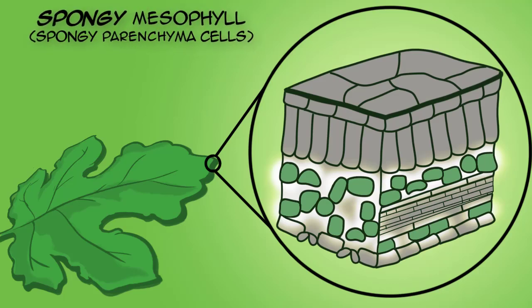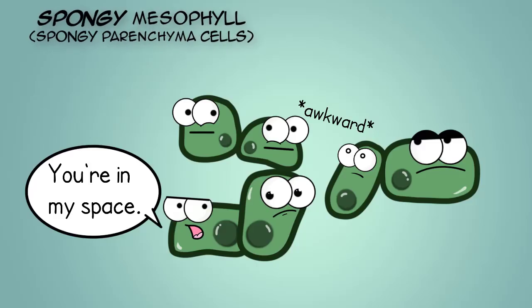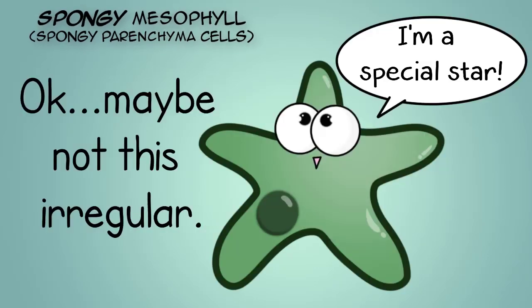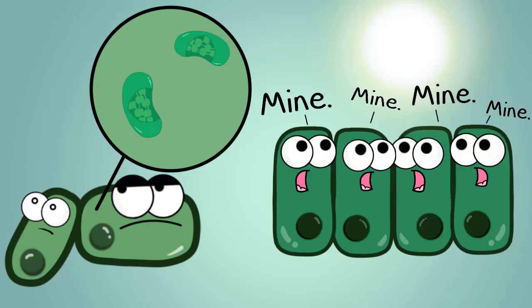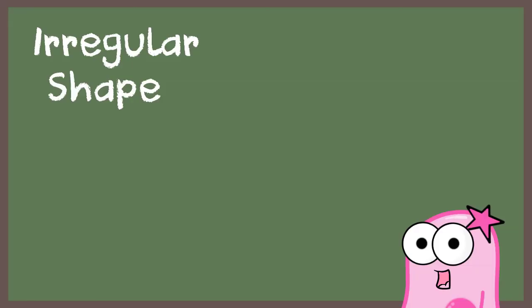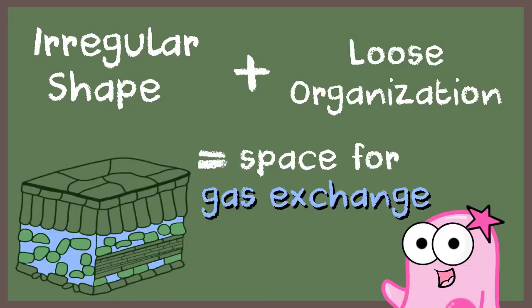These cells that make up this area are pretty loosely packed. They have irregular shapes. They can have chloroplasts, but in many plants they may not have as many chloroplasts as the palisade mesophyll cells, because in many plants the spongy mesophyll cells don't do as much photosynthesis as the palisade mesophyll cells do. Their irregular shape combined with loose organization gives space for gas exchange, which you need for photosynthesis.